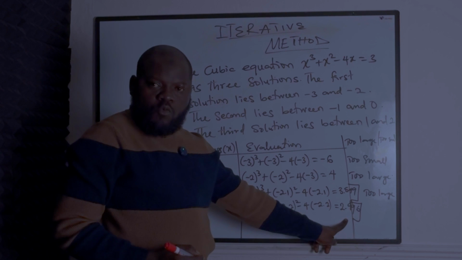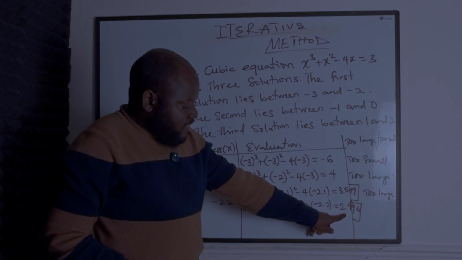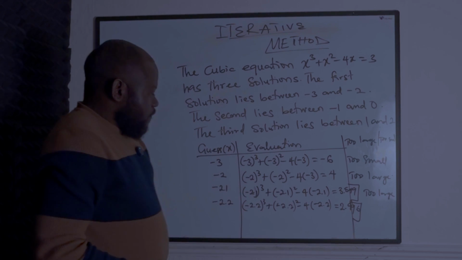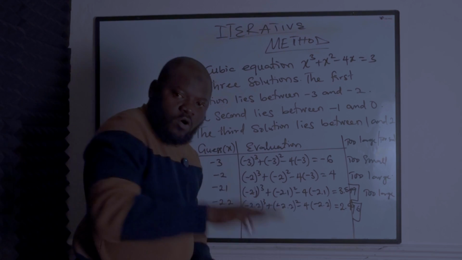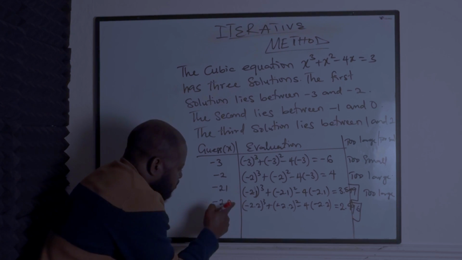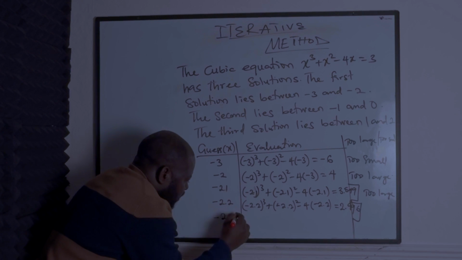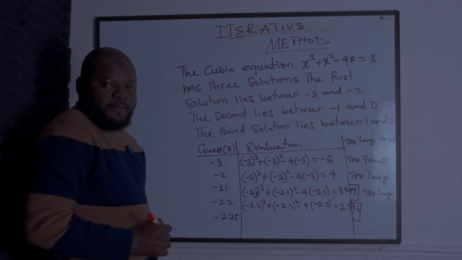Then this is almost exactly, right? This is almost exactly like 3. So for us to conclude, let's go one step further. Instead of going to 2.3, let's just go to 2.25. Am I making sense now?